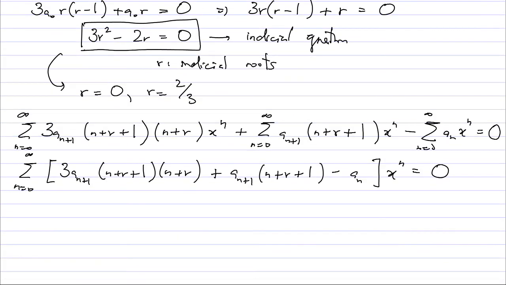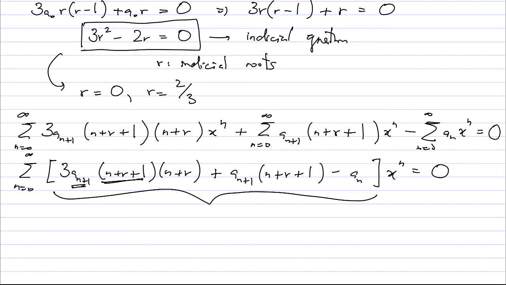Okay, so this has to be true for any value of x. So this thing in the square brackets has to be equal to 0. So I can rewrite this, I can factor out a(n+1)(n+r+1) from the first two terms. So you have a(n+1)(n+r+1), and then I have 3n+r+1. That's my first two terms, minus a_n has to be equal to 0.